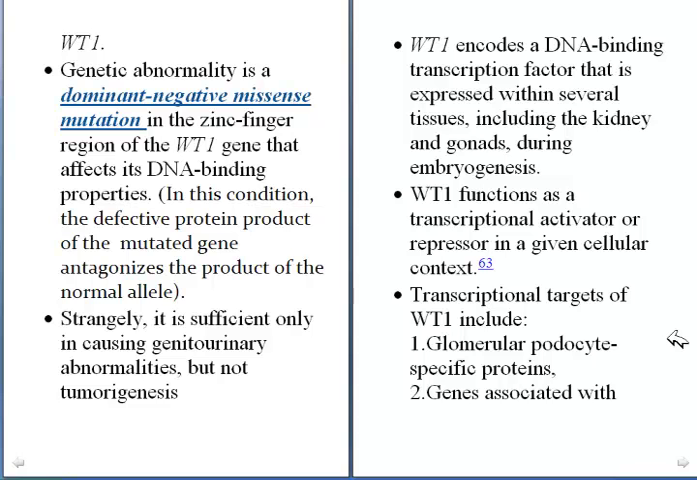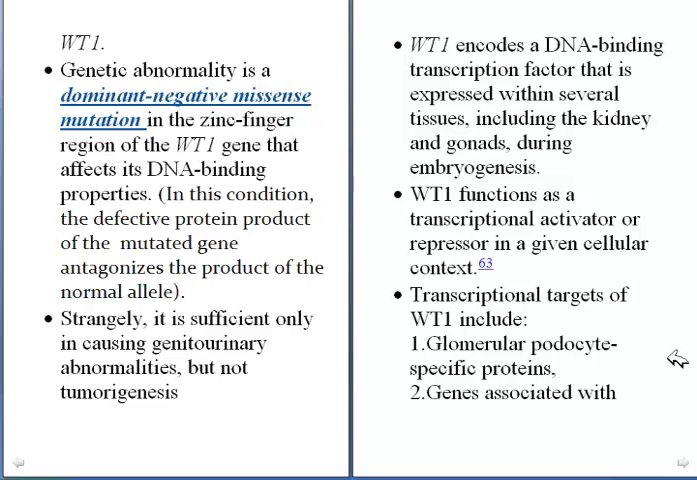This Wilms tumor associated gene 1, WT1, codes a DNA binding transcription factor, that is its product, and this is expressed within several tissues that include kidneys and gonads during embryogenesis. And this WT1 functions as a transcriptional activator or repressor. It can either act as a transcriptional activator or repressor, and that depends on which tissue, on which cell it is present.